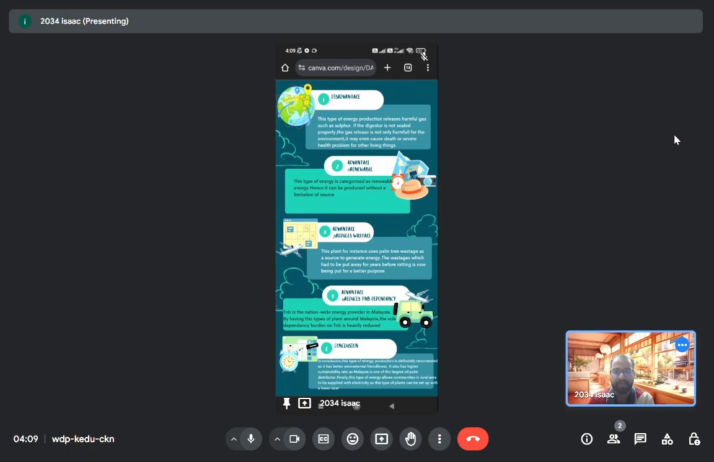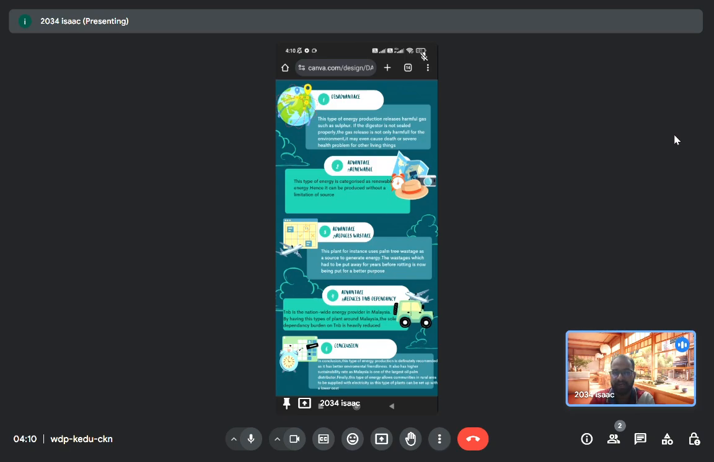Third, reduces TNB dependency. TNB is the nationwide energy provider in Malaysia. By having this type of plants around Malaysia, the sole dependency burden on TNB is heavily reduced. Finally, the conclusion. In conclusion, this type of energy production is definitely recommended as it has better environmental friendliness.